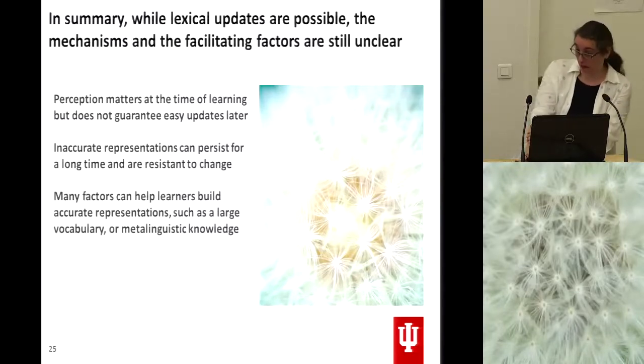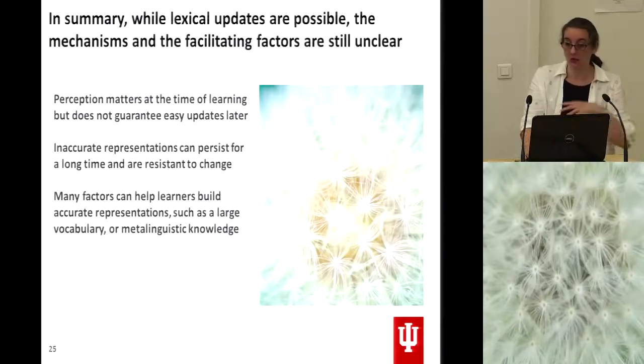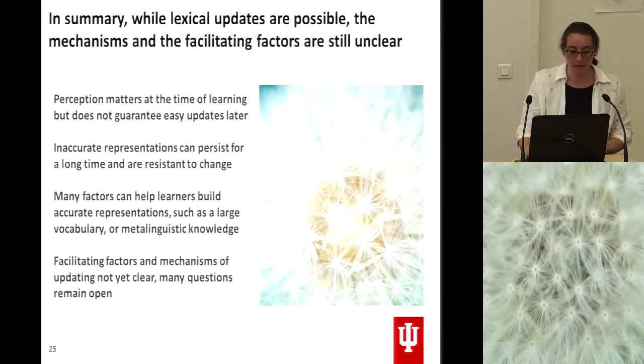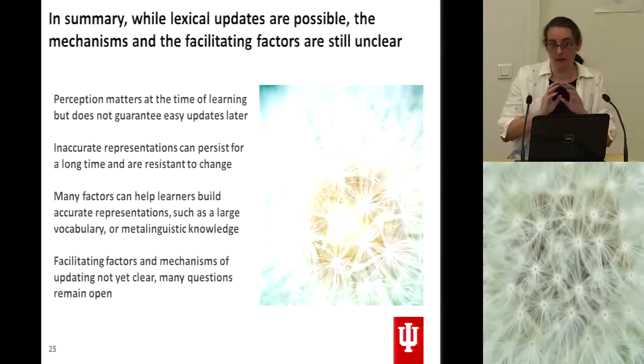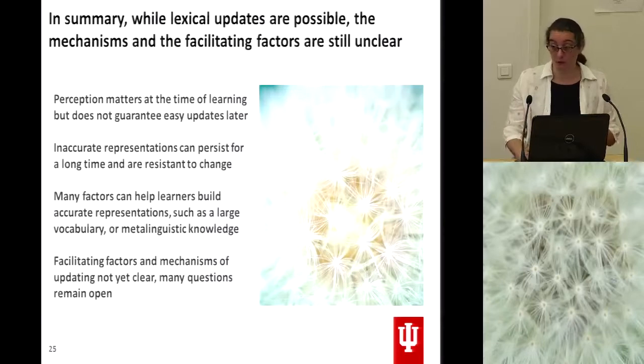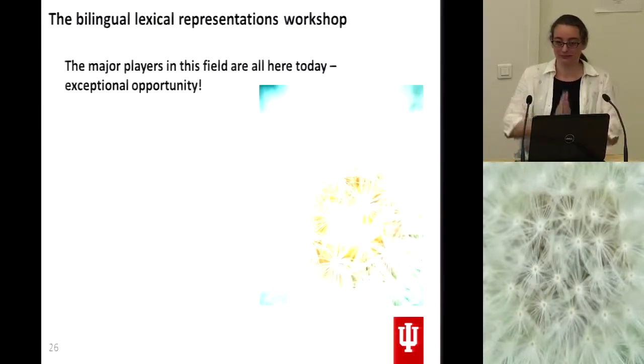And so many factors can help learners build more accurate representations. Knowing more words seems to be quite a driving force. Metalinguistic knowledge, orthographic information, training. There's a lot of ways learners can improve their representations, but we are not completely clear about what are those facilitating factors, or even the mechanisms of updates themselves, right? For example, are learners overwriting their representation, or are they just building a new one next to the old one? Right? I think this is a really important question that we want to solve. So all these mechanisms remain open. But we are here today to make more headway in this area.